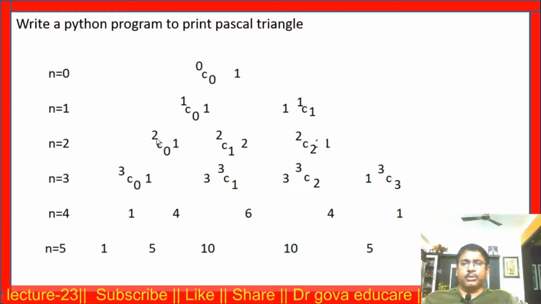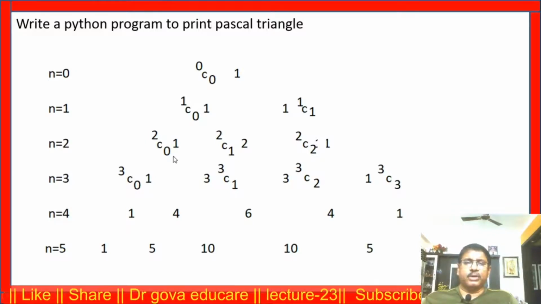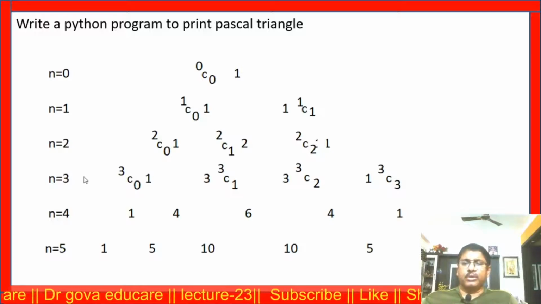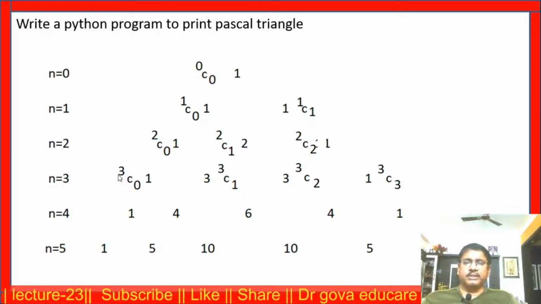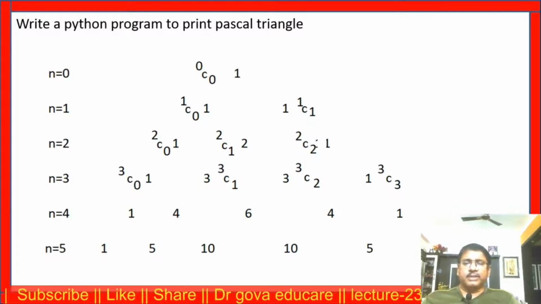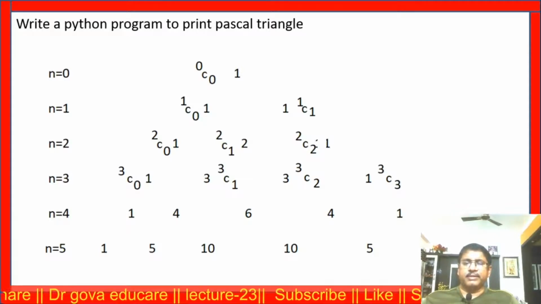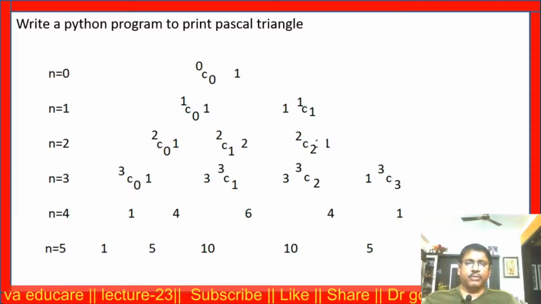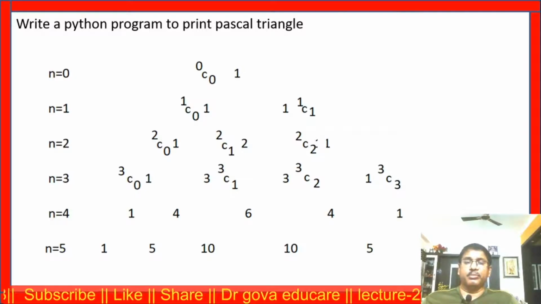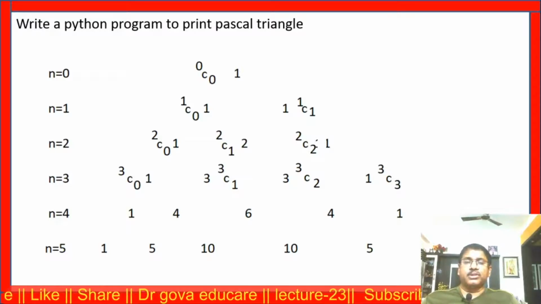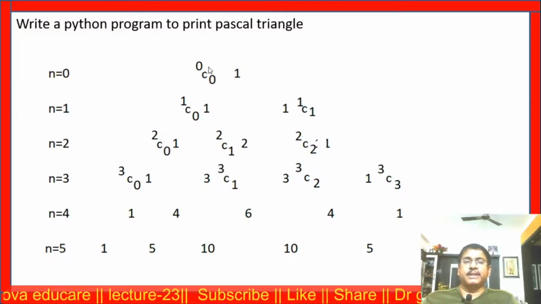In the third row, i is equal to 2, j varies 0, 1, 2. Now in this row, i is equal to 3, j varies 0, 1, 2, 3. Similarly, i is equal to 4, j varies 0 to 4. i is equal to 5, j varies 0 to 5. For this logic, in the previous program, instead of stars, I am printing the binomial coefficient, that is nCr.